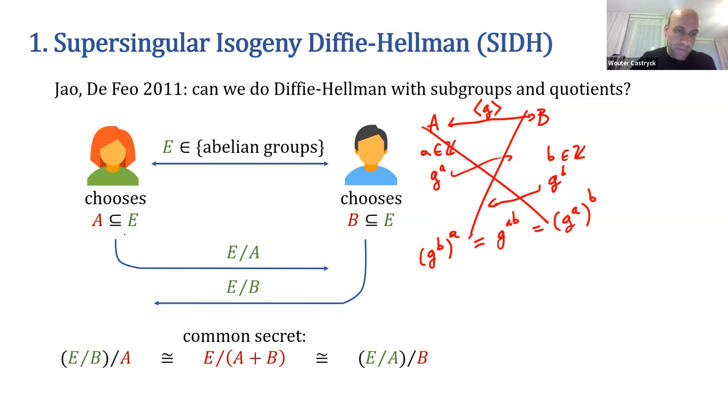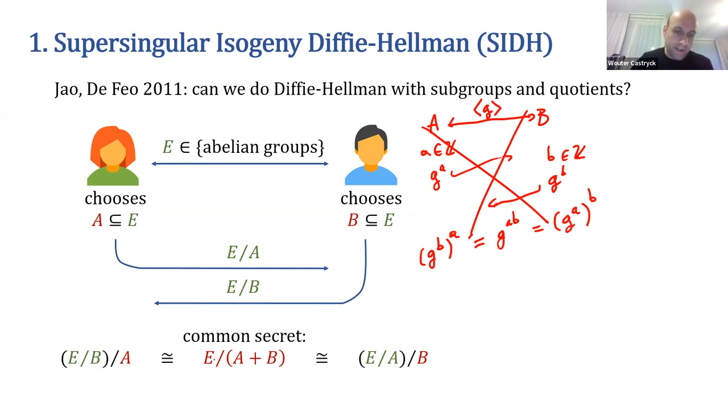And now Alice computes the quotient. Because everything is abelian, I don't have to worry about normal subgroups, normality of subgroups. So she just computes E modulo A. This is a high level description. Of course, you have to wonder how does she do that? But she computes E modulo A, sends that group to Bob. Bob computes E modulo B, sends that group to Alice.